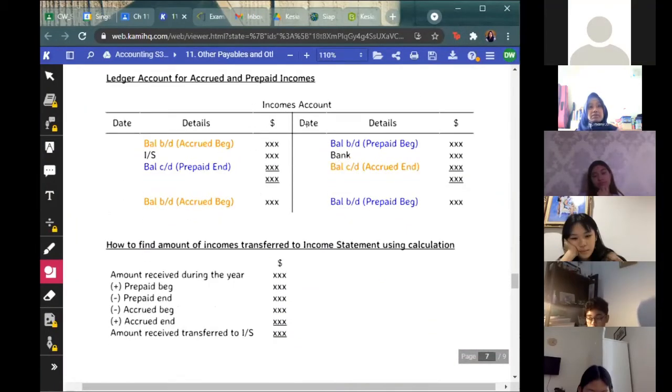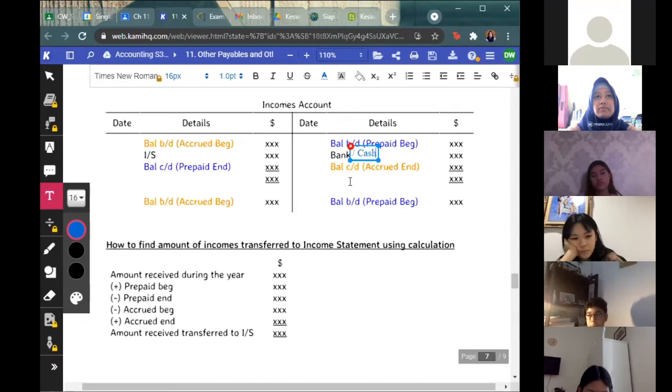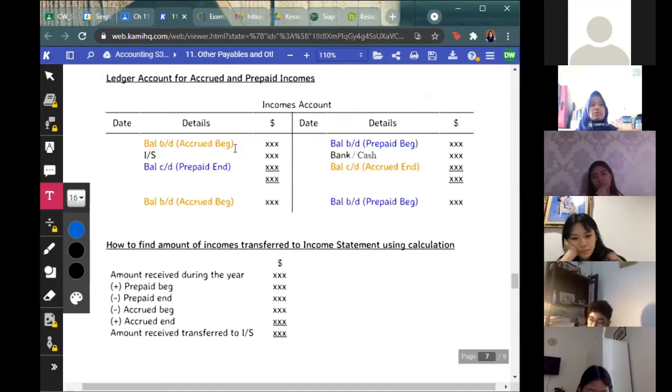So in the incomes account, prepaid beginning will be shown on the credit side, bank will be on the credit side. This is bank or cash. And accrued at the end is also on the credit side. Now, on the debit side, we have accrued beginning or balance BD, we have IS, and we have balance CD, prepaid at the end. Any questions so far? No, Miss. Okay, good.